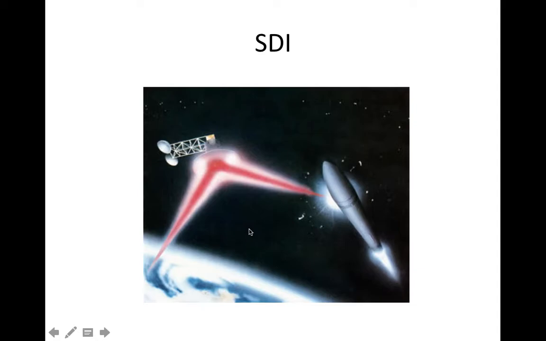SDI was called the Strategic Defense Initiative, and that was the attempt to develop space-based weapons to give us kind of a nuclear shield. So I talked earlier in the lecture about anti-ballistic missile defense. We were going to have satellites shooting at missiles and lasers, and we spent billions of dollars on these things, and it never actually worked practically.